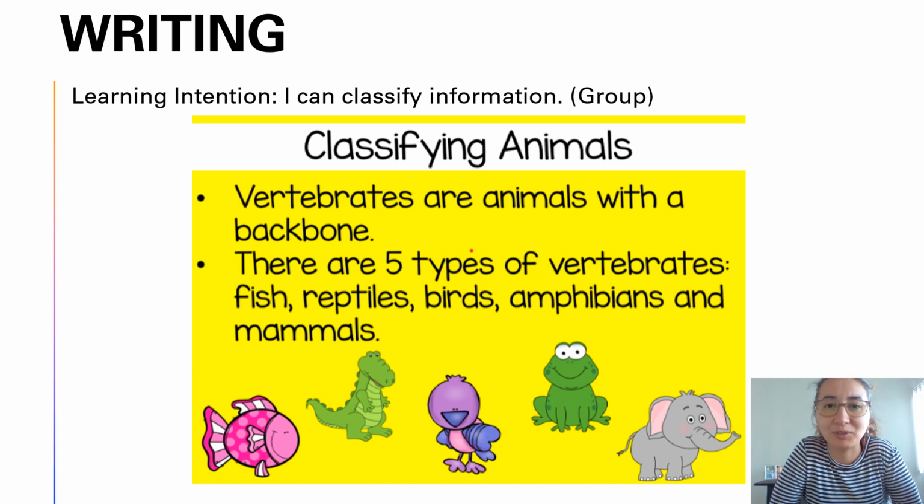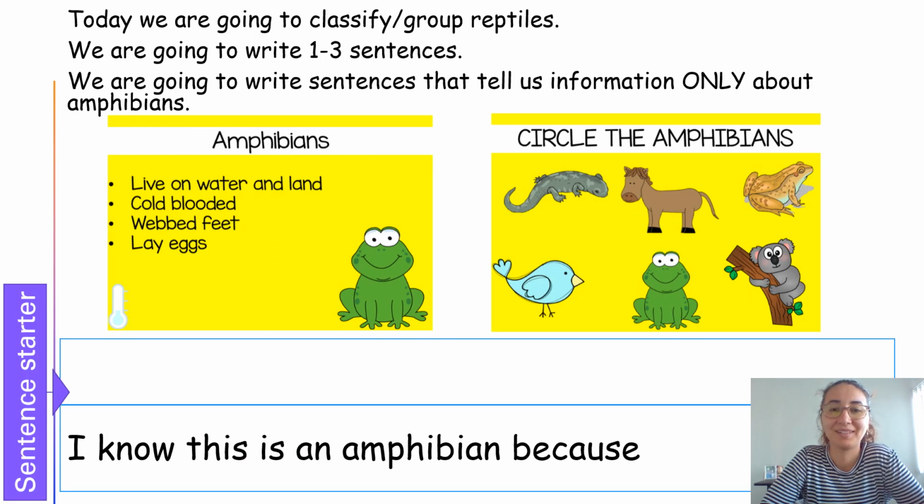When we think of animals with backbones, we know there are 5 types of them. There are fish, reptiles, birds, amphibians, and mammals. So some tricky words there. Now today we are going to classify and group amphibians. Now up the top, we've got a little bit of an error. Instead of reptiles, it should say amphibians. Now we are going to write 1 to 3 sentences that tell us information only about amphibians.